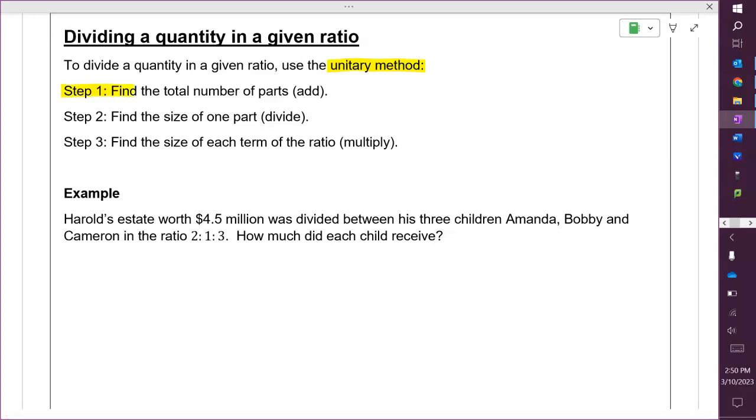The first step is to find the total number of parts, which means we add. The second step is to find the size of one part, which means we divide. And the last step, we find the size of each term of the ratio, which means we multiply.